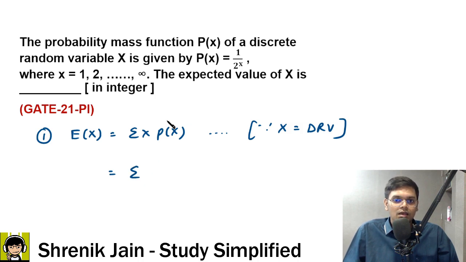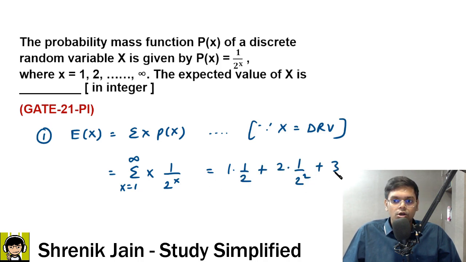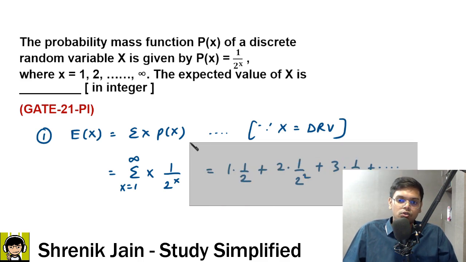But sir, if you see carefully, x starts at 1 and ends at infinity, and p of x is 1 by 2 to the power x. So now substitute x is 1: 1 into 1 by 2 to the power 1, which is half, 1 into half, plus if x is 2, then 2 into 1 by 2 to the power 2, plus 3 into 1 by 2 to the power 3, plus and so on and so forth.